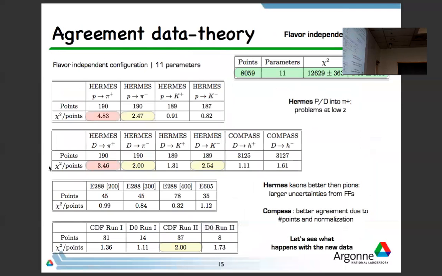Okay. The colors are not really helping here, but the overall agreement is given by a chi-square per degree of freedom of 1.5. We had difficulties in describing HERMES data for pion, proton to pi plus, and I guess also deuteron to pi plus, so the pi plus data in the final state. Kaons behave a little bit better because of the large uncertainties in the pion functions, essentially. Also, the chi-square for COMPASS data is low, but that's because the fit is mainly driven by the COMPASS data, which is like 6,000 points out of 8,000, and because we were not fitting the normalization versus the shape. So we definitely have to see what happens with the new data, but this is what we have.